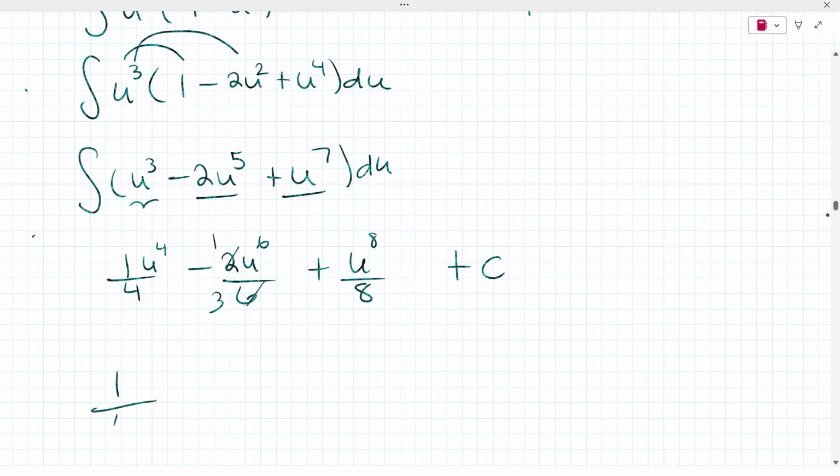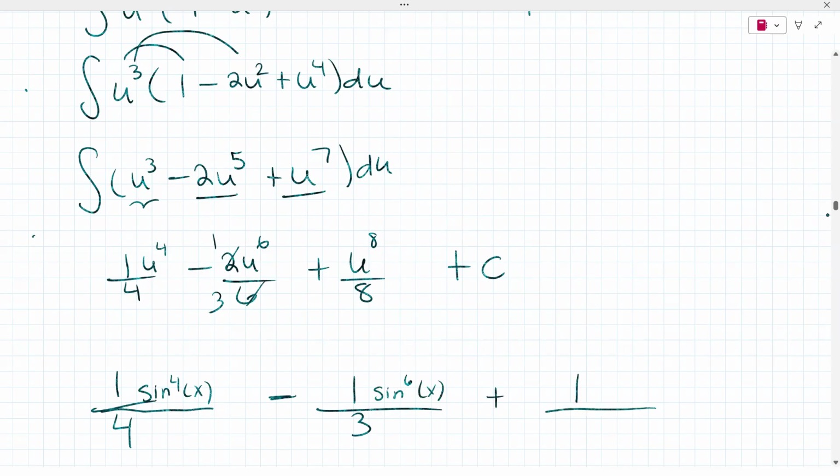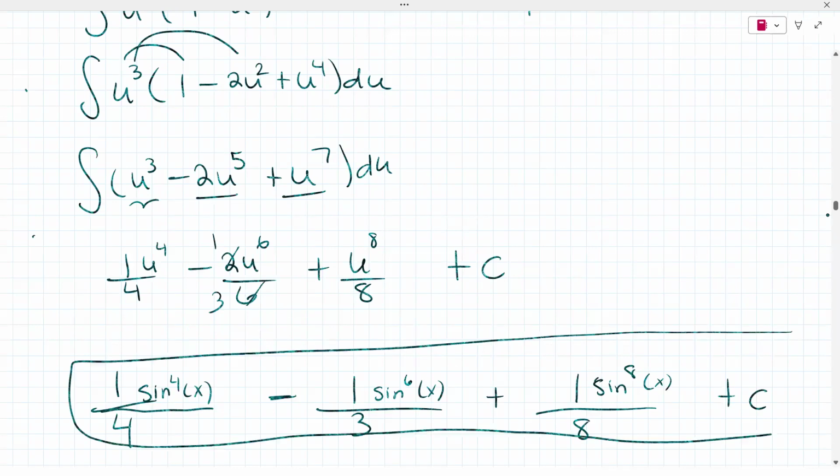So it's going to be 1/4, and then replace my u with sine. So that would be sine to the 4th of x, minus 1 over 3, and then this is a u to the sixth, so that's going to be sine to the 6th of x, plus 1 over 8, and then this is going to be sine to the 8th of x, plus c. Right, not too bad. If you just follow the rules, you'll be fine.